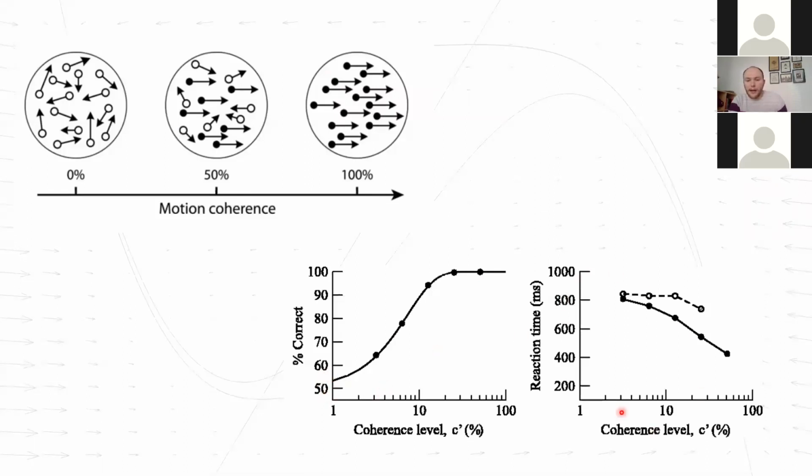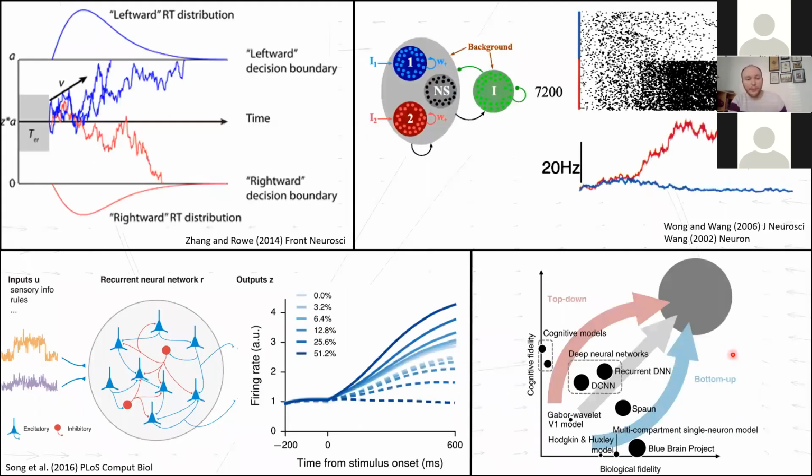On the other hand, we might also choose to model reaction time, so how quickly you make the decision. You can see that usually people find it easier and respond quicker with more coherence. Now I'm going to talk about 3 different approaches that have been taken to modeling this particular task.